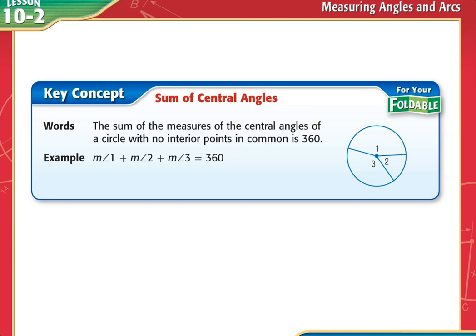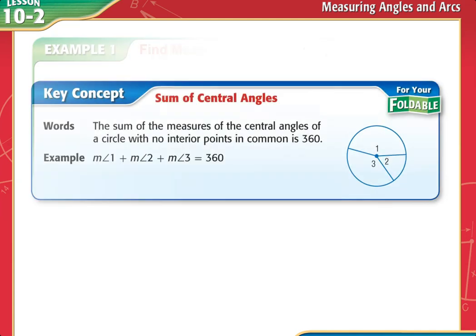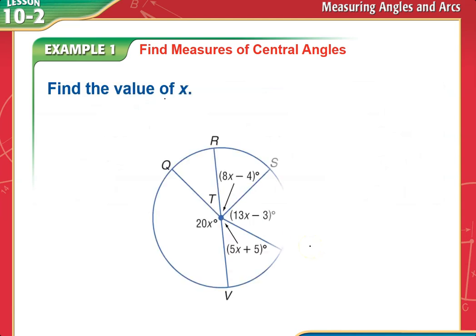So we have a key concept here. It's called the sum of central angles, and that should equal 360 degrees. Also, a semicircle, which is half of the circle, is only 180 degrees.